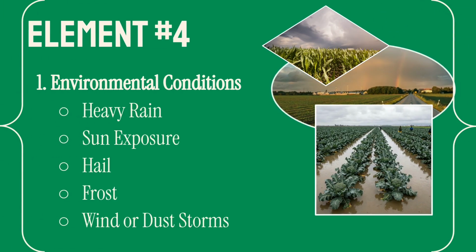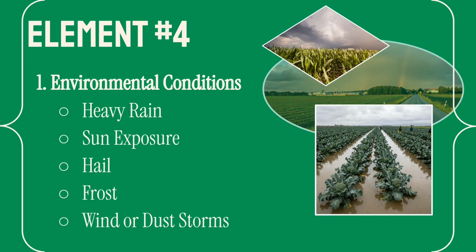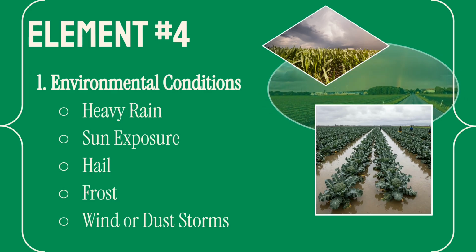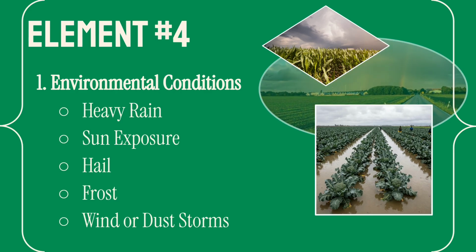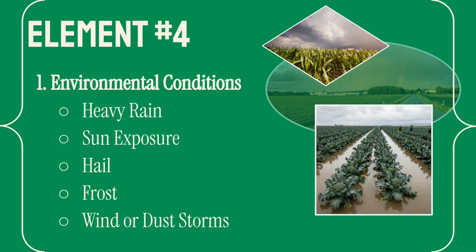The fourth element is environmental conditions and significant weather events such as heavy rain, UV light exposure, hail, frost, wind, or dust. Notice how environmental conditions can impact the susceptibility of the crop. For example, frost can cause blistering, which can make the produce item more susceptible to contamination due to the damage of the epidermis.